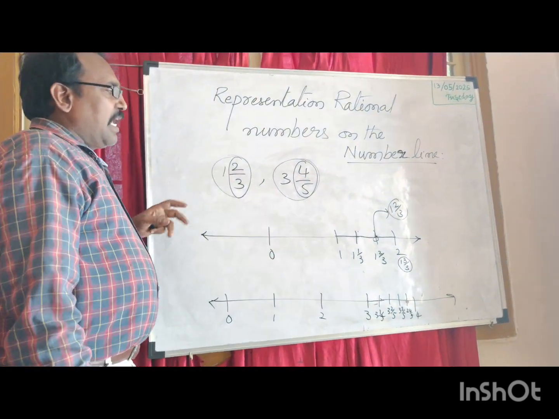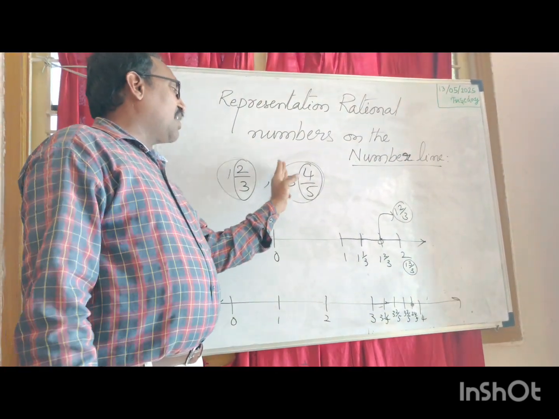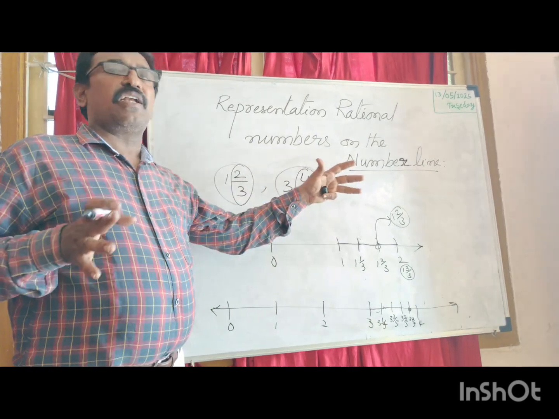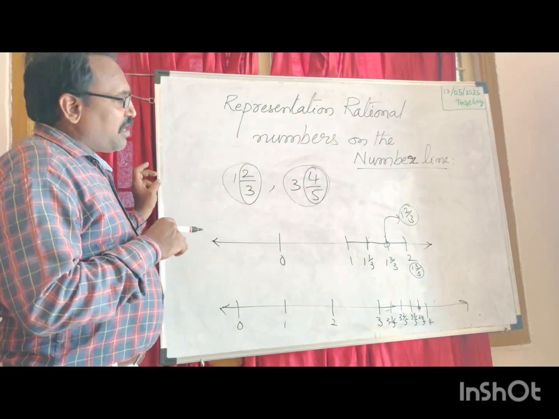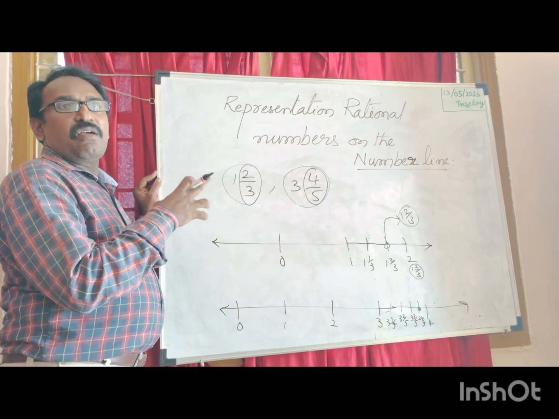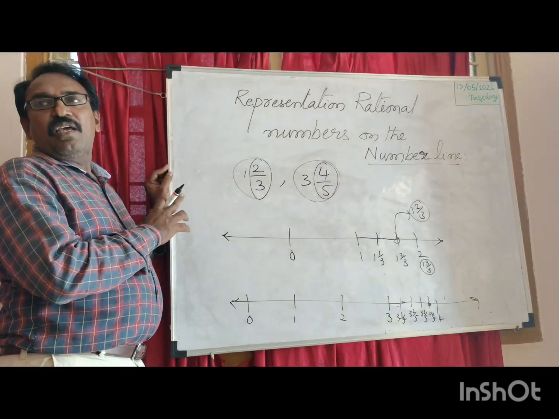So like that, whatever number is given, after that, whatever comes as the next unit, you divide into whichever equal parts required. That is how we can represent rational numbers on the number line. So this is a very, very important one.